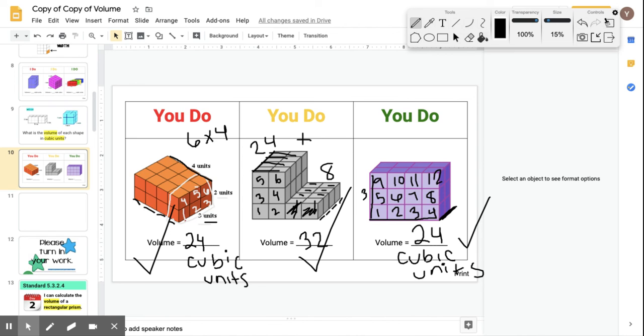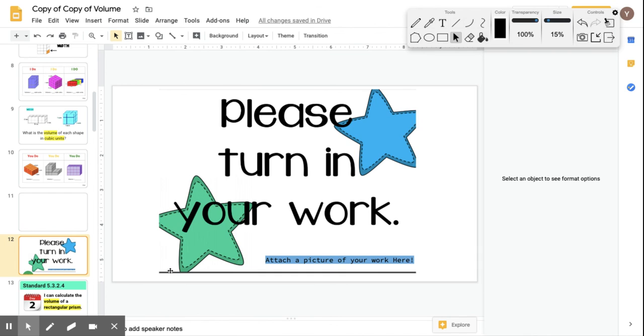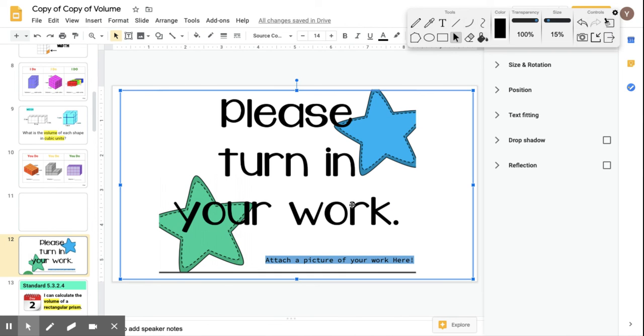Okay, so at this time, you are going to either have a picture of this if you solved it on your iPad, or if you had a picture of it on your notebook or your paper, you're going to take that picture and attach it to this slide. So attach your picture here, and then after you attach your picture, you're going to go back into Google Classroom and click Turn In. Do not forget to click Turn In so your teacher can see your work.